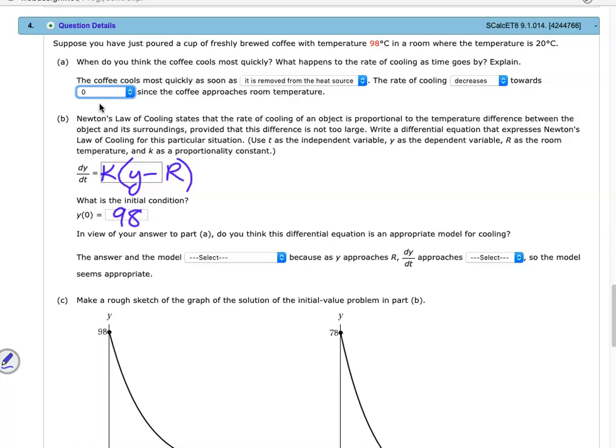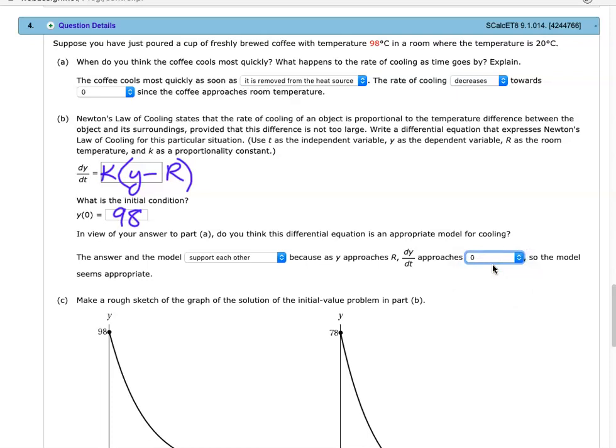In view of your answer to part A, do you think this differential equation is an appropriate model for cooling? Well, yeah, I mean, Isaac Newton wasn't stupid, but let's go ahead and figure out why. So, do the answer and the model support each other? Yes, because as y approaches r, meaning as the coffee approaches room temperature, the rate of change approaches what? 0, right? So the model seems appropriate.